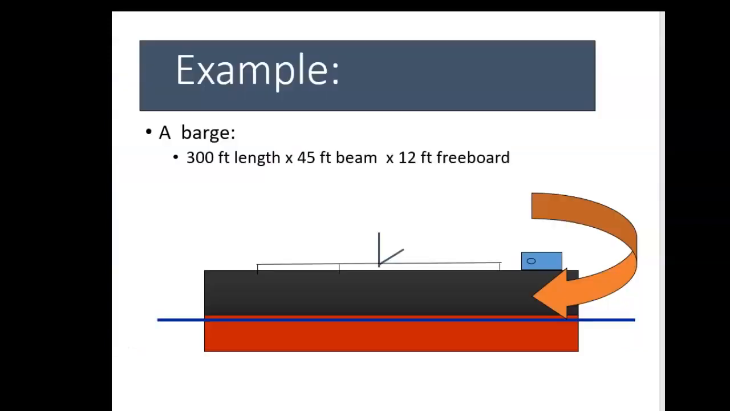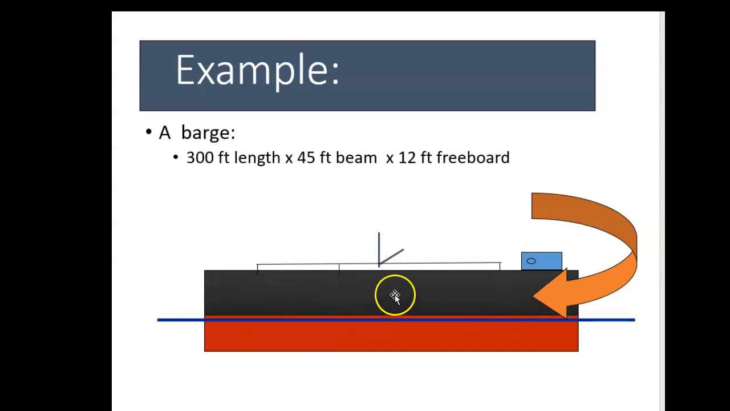Well, here's an example. We're going to simplify that barge, and we're going to make it 300 feet by a 45-foot beam, 300-foot length. All right, here's the bow of the barge, here's the stern of the barge, and we've got a 12-foot freeboard. So the only numbers that we really care about is the 300 and the 12. Let's see, 300 by 12. That's 3,600 square feet of surface area that the wind could hit on.